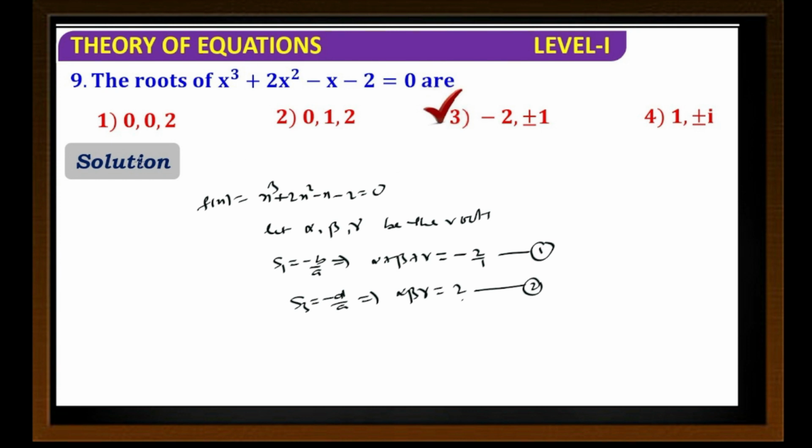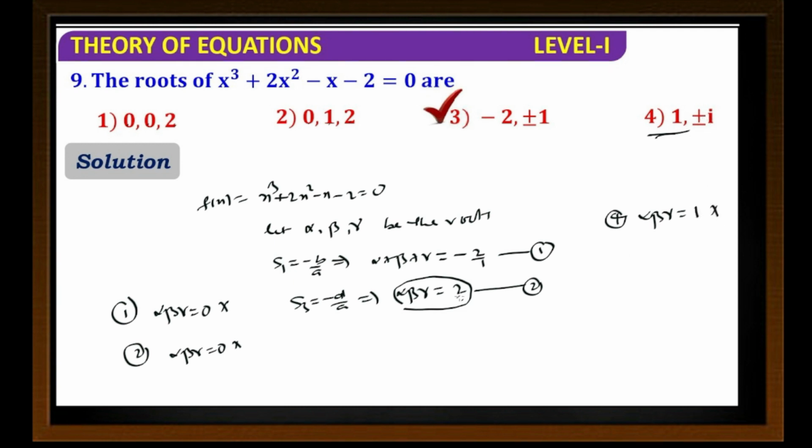By verification, we substitute the options. What about the first option? 0 into 0 into 2 is 0. So in the first option, the product of the roots alpha beta gamma is 0, but we need alpha beta gamma to be 2. So the first option is wrong. Now the second option, 0 into 1 into 2 is also 0. Again alpha beta gamma is 0, so the second option is also wrong. Now check the fourth option, alpha beta gamma. So plus into minus, minus i into i square, minus of minus, you will get plus 1. But the product of the roots is 2.